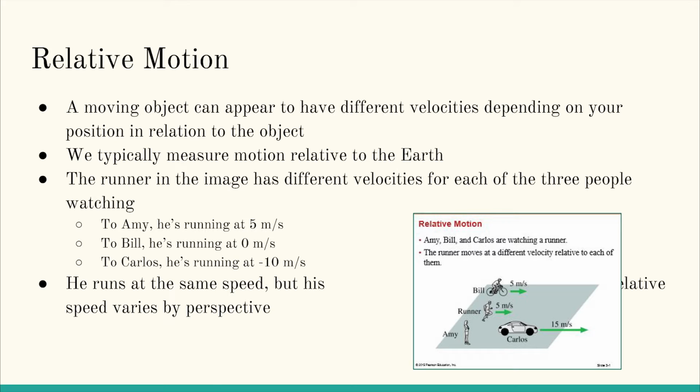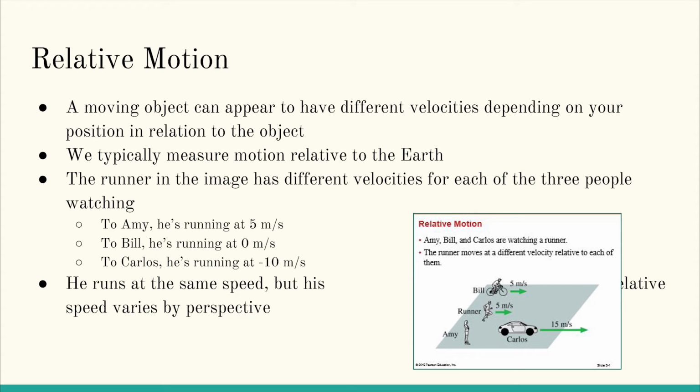Another topic we're going to look at is relative motion. When an object moves, its motion can appear different depending on the perspective of the viewer. In typical situations, we refer to an object's speed relative to the Earth. However, an object's speed can be measured relative to anything. This is called relative motion. In the image, a runner is shown running at a constant 5 meters per second. However, to each of the 3 spectators, he runs at a different speed. The speeds of the spectators influence the runner's relative speed to each of them.